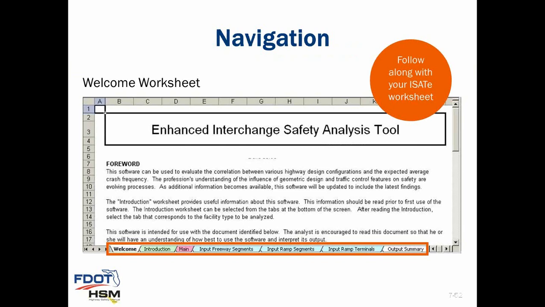One of the 11 worksheets is the Welcome worksheet. It's the first worksheet that you see when you open ISATE. You can see in this slide the top portion of the Welcome worksheet. The color-coded tabs on the bottom of the spreadsheet are used to access the other worksheets. These tabs are highlighted using a red rectangle at the bottom of the slide.